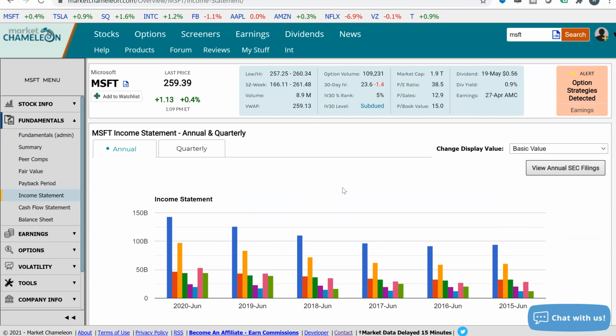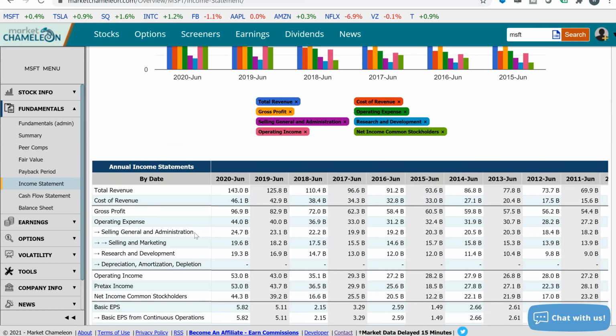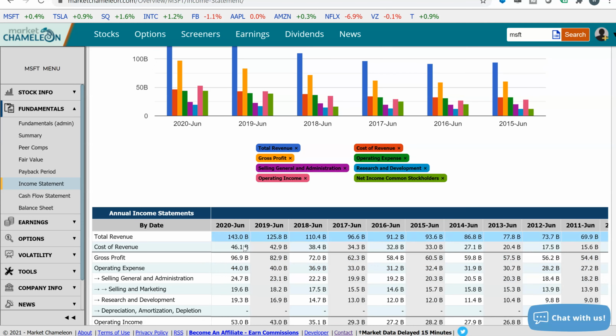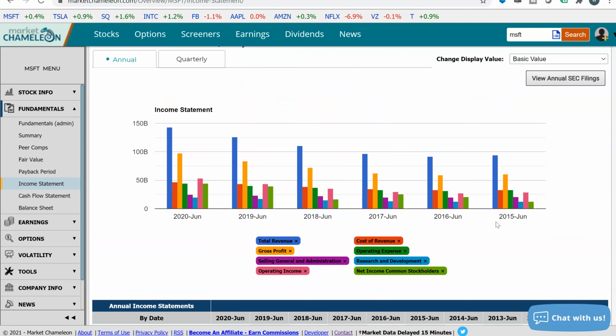And down here below, we have the data, and this income statement happens to be annual statements. There are also quarterly statements, so you could take a look either quarter to quarter, or if you want to look year to year. In this example, we're just going to stick with the annual statements. And I have the data here below. Up top, this is a graphical view of the data, so you could see year by year, 2020, 2019, 2018, and so forth.